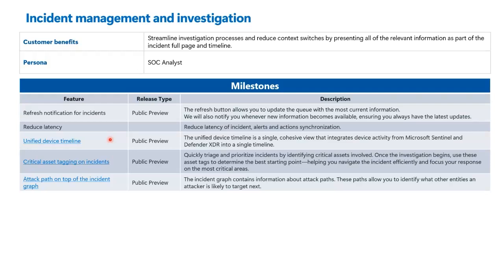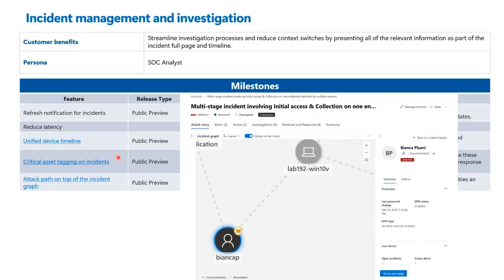Another feature related to the unification of the portals is the unified timeline for devices, but I think it makes more sense to showcase it via a demo, so that will also be skipped for now. And then the next one, critical asset tagging. That one is designed to help you quickly triage and prioritize incidents by identifying critical assets involved in your incident. Once you start your investigation, these asset tags will help you determine the best starting point and focus your responses on the most critical assets.